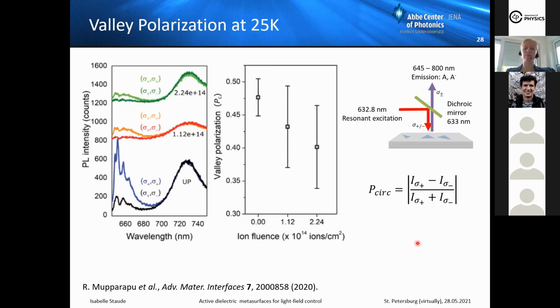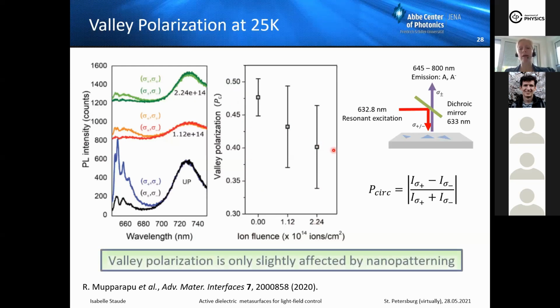and using this formula you can then get the degree of the valley polarization, which is then plotted here as a function of the ion fluence. And what we see is there is a slight decrease in the valley polarization, but if you look at the scale, this is quite a zoom in already, so the valley polarization is only slightly affected by the nano patterning. So it's really good news, because it means that we can actually use this patterning method in order to place chiral emitters locally in our structures.